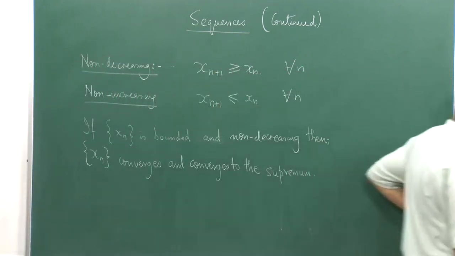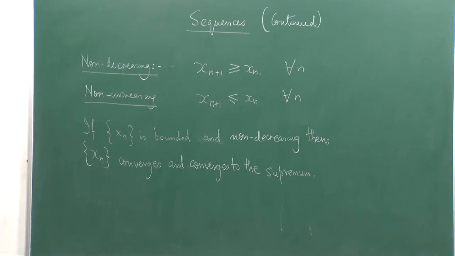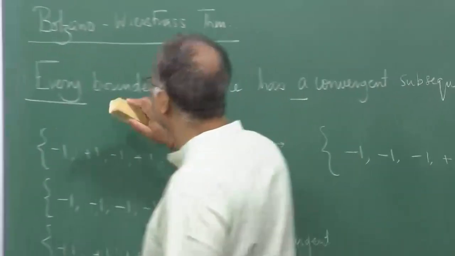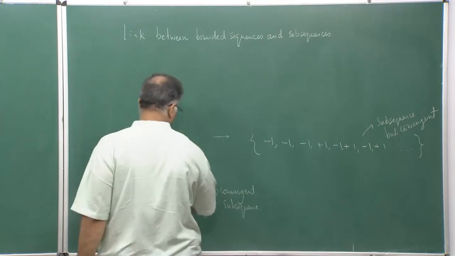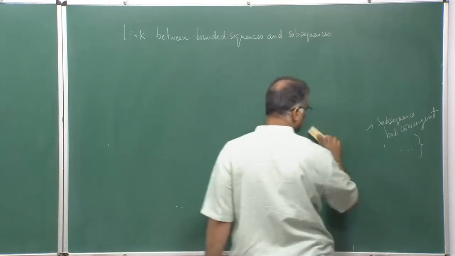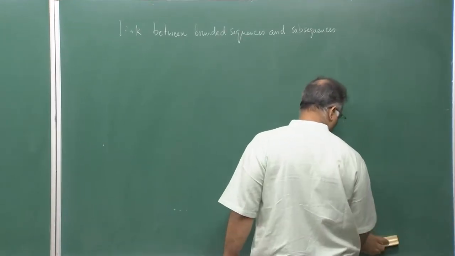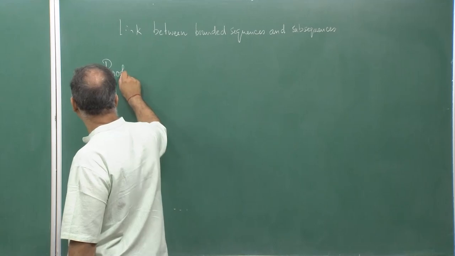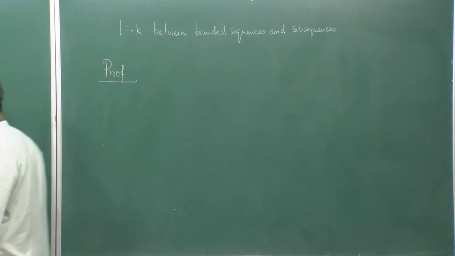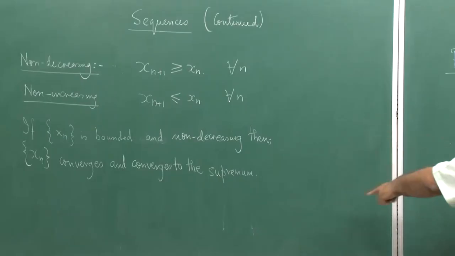Xn converges and converges to the supremum. You might be wondering why I should now speak about this particular result. Maybe I should try to tell you how to prove it, right. So, Xn is bounded, so this is one aspect. So let us see how we can prove such a result. Now here we will first start with the idea that the sequence is bounded for this result.